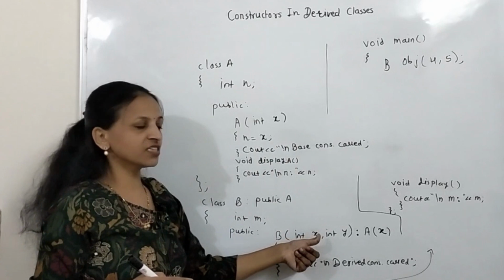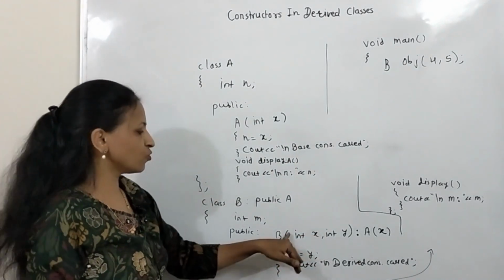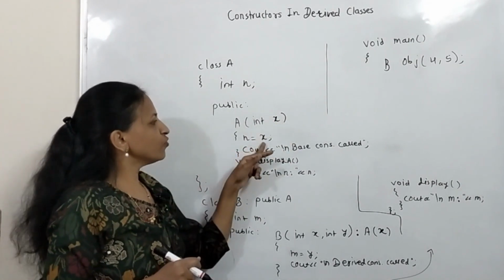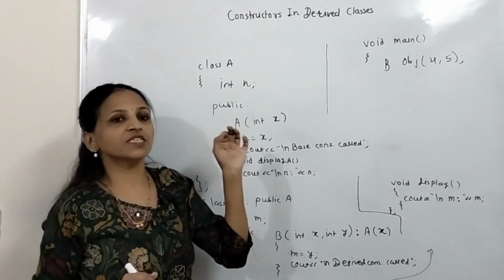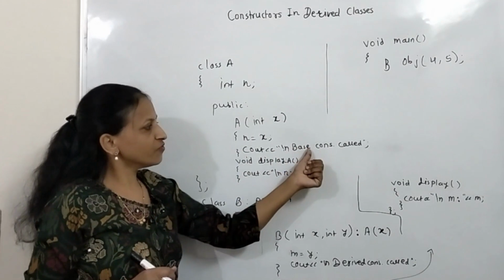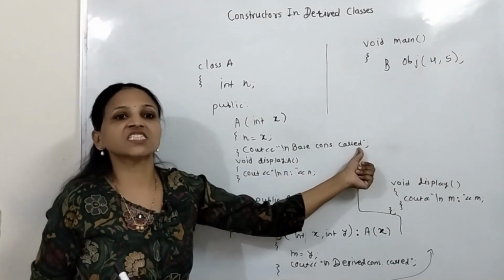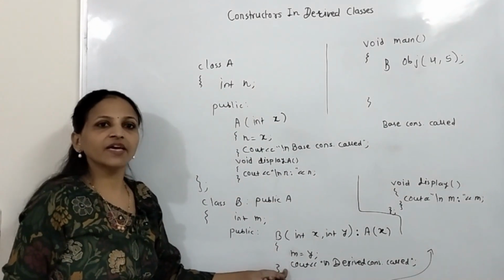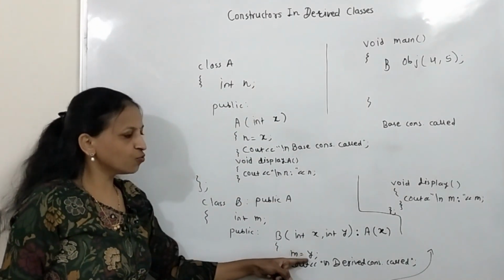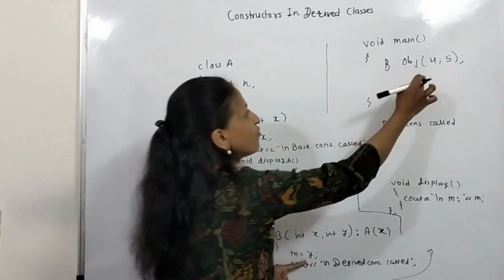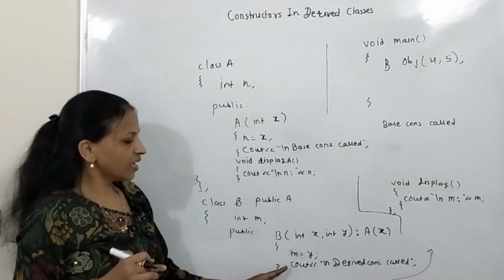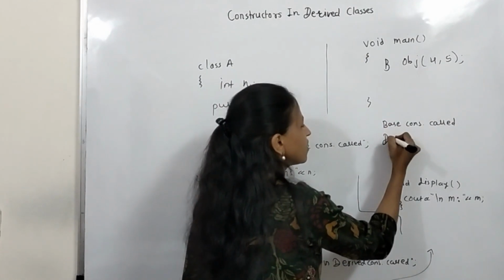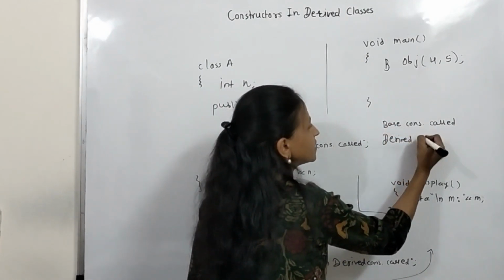This x is different, this x is different. This one is local to this constructor, and this one is local to that one. Now the value 4 will get assigned to the n member of class A, and we will get output like base constructor called. After that this will be executed: the value of y, 5, will get assigned to m, and derived constructor called. This type of message you will get on the output screen.